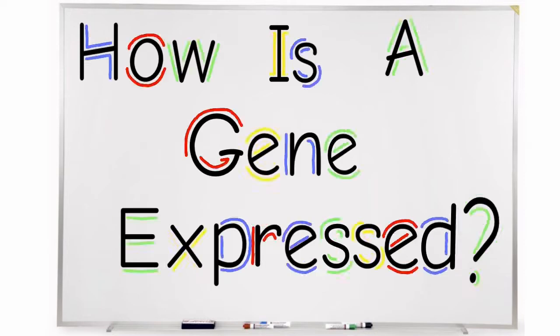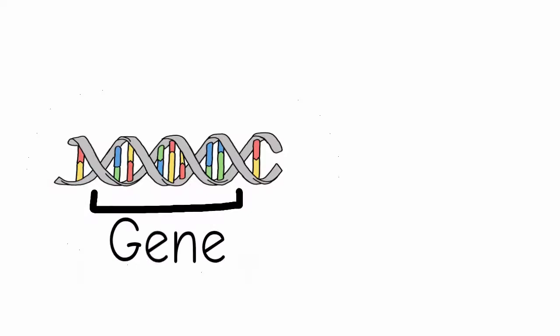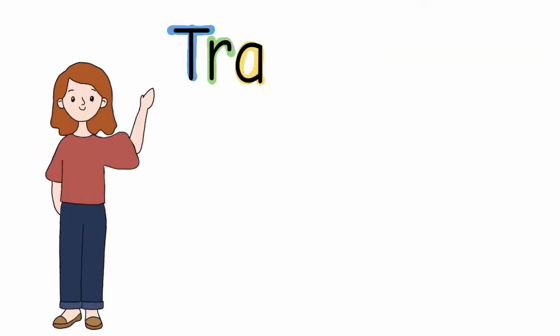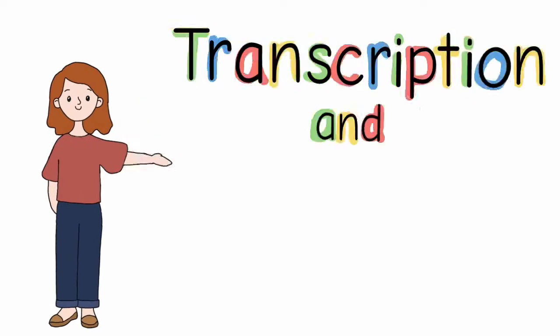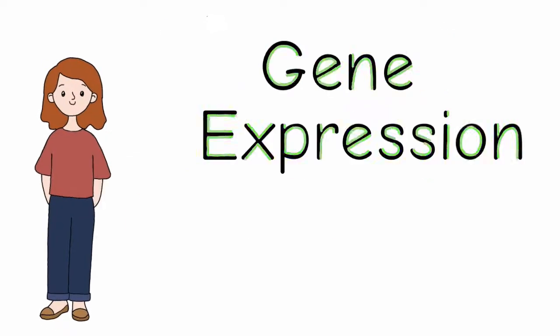How is a gene expressed? Genes contain the information needed to make functional proteins. The transition from gene to protein occurs in two major steps: transcription and translation. This process is known as gene expression.